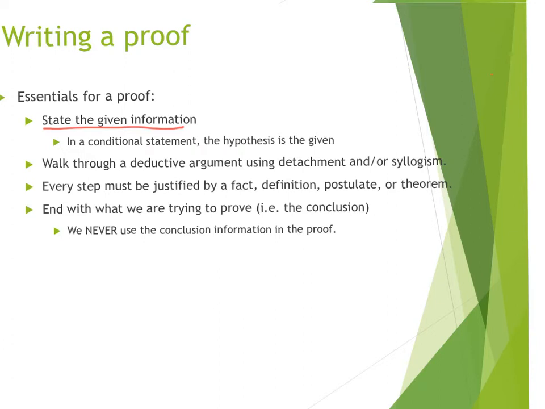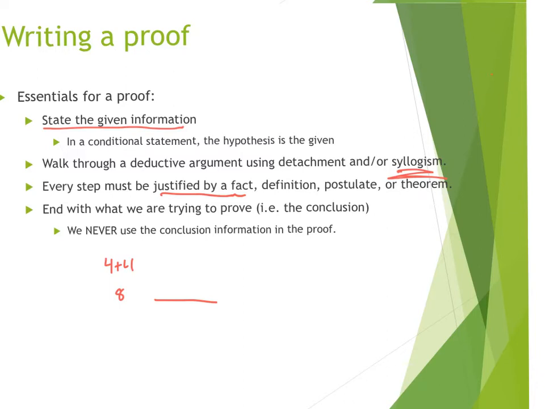So in every proof, you need to restate your given. Then you're going to walk through a deductive argument using either the detachment or syllogism. We will most likely be using syllogism, like I said, 9 out of 10 times. Every step has to be justified. If you add 4 plus 4 and you get 8, this step needs to be proven. How did you get 8? Every step needs to be proven, needs to be justified. Otherwise, I could argue you just made that up.